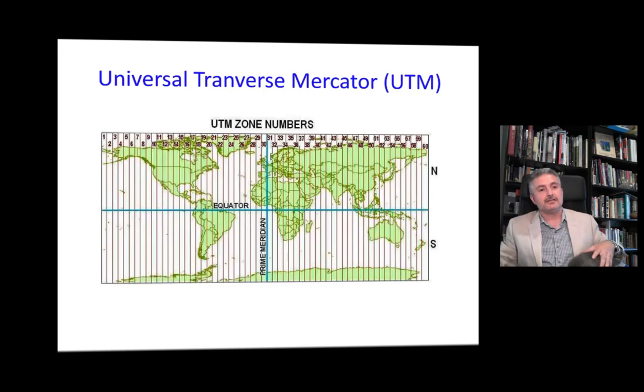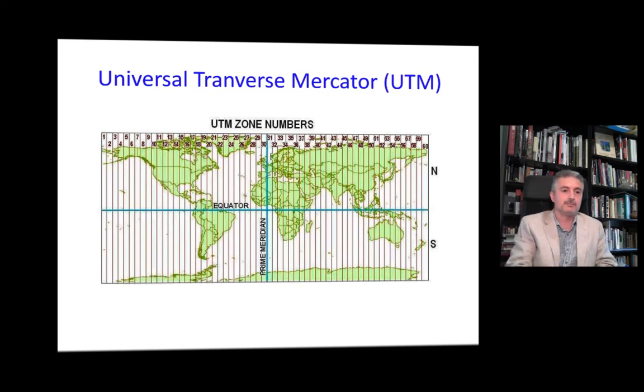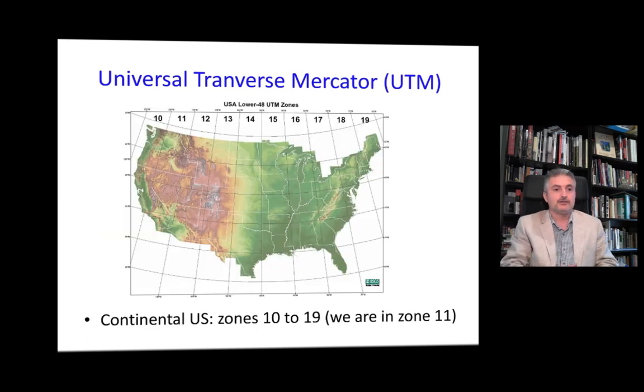This is a table containing all the UTM zones of the globe, all 60. You see that the US spans several zones as well. In particular, now I can have a nicer zoom. US includes zones from 10 to 19 for the continental US, plus the Alaska zones.